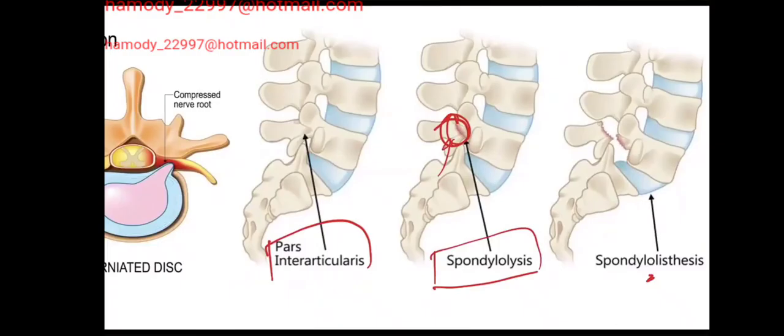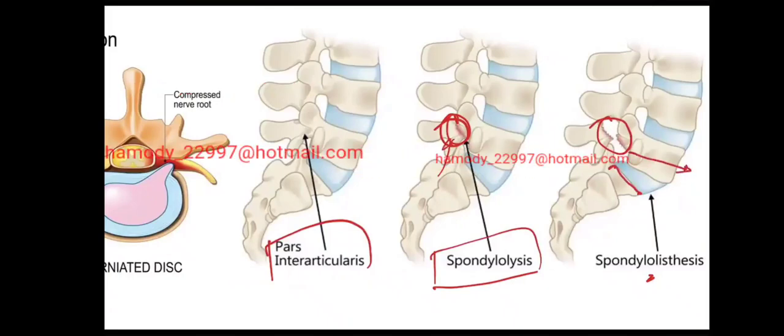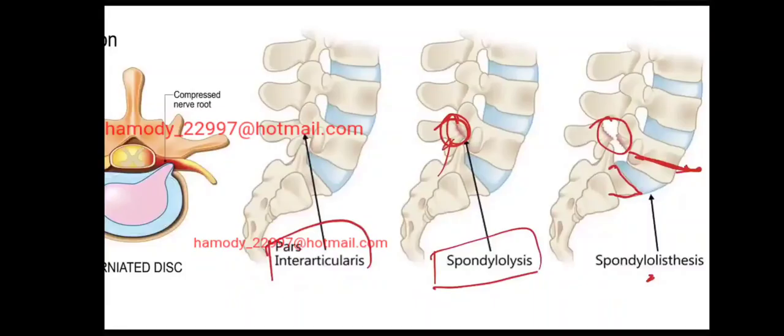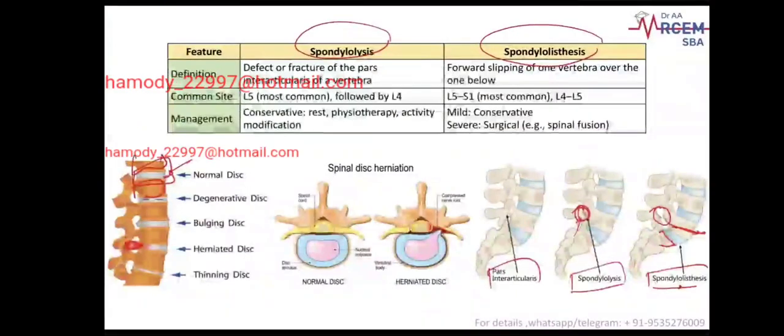Spondylolisthesis, we call it whenever there is a defect at the pars interarticularis which has resulted in slipping of the vertebra forward compared to the lower vertebra. It is moved a little bit forward, not in alignment. Then we call it spondylolisthesis. That's the main differentiating factor.